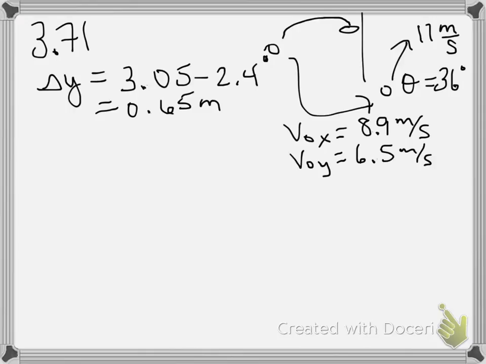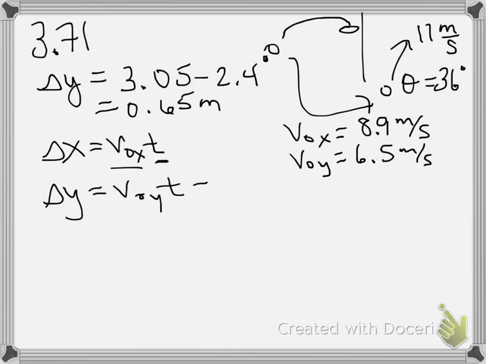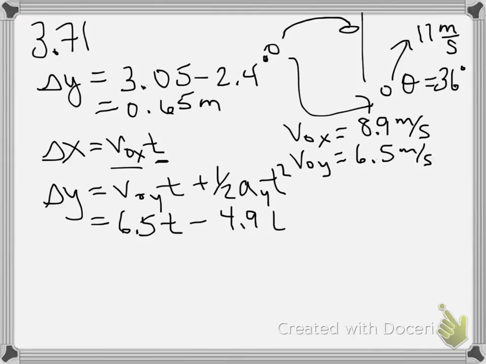This is another complicated question in that you have to use the quadratic. We need to figure out the time in the air in order to figure out delta x, because delta x is V initial in the x times t. We know this, but we don't know t, so we're going to get t from the delta y equation, which is V initial y t plus 1/2 a_y t squared. Plugging in, 6.5 without units times t minus 4.9, plugging those in there, t squared, and delta y we just said was 0.65 meters.